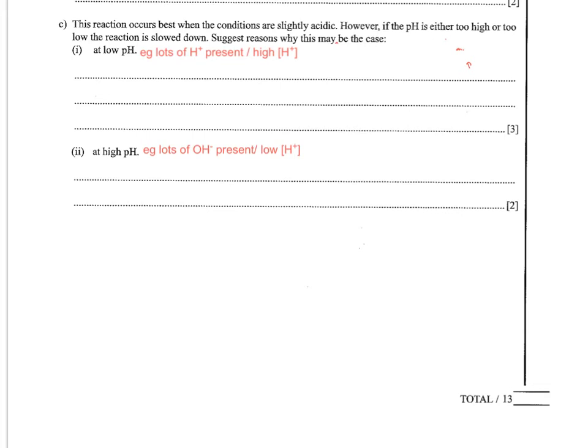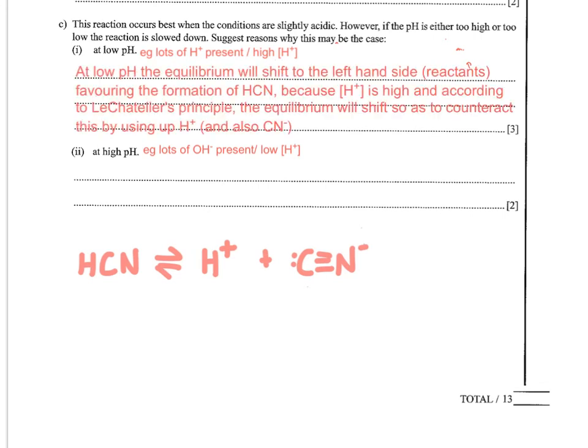Now I know that H plus is a key player in the equilibrium, in the sense that it's involved very fundamentally in the equilibrium like that. So at low pH, the equilibrium will shift to the left-hand side to favour the formation of HCN, because the concentration of H plus is high, so according to Le Chatelier's principle, the equilibrium will shift so as to counteract this by using up H plus and also CN minus. This will slow the reaction down.